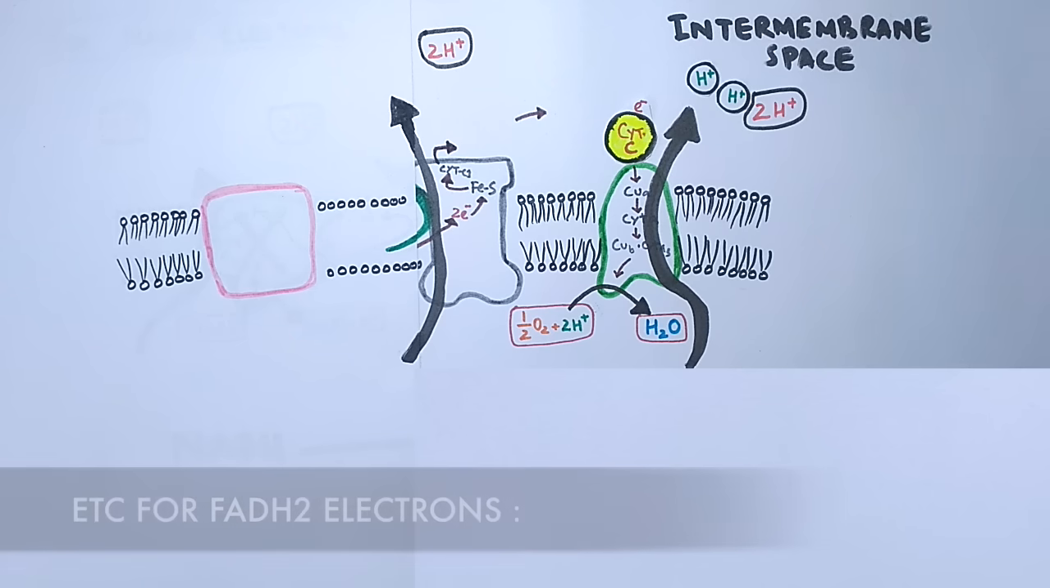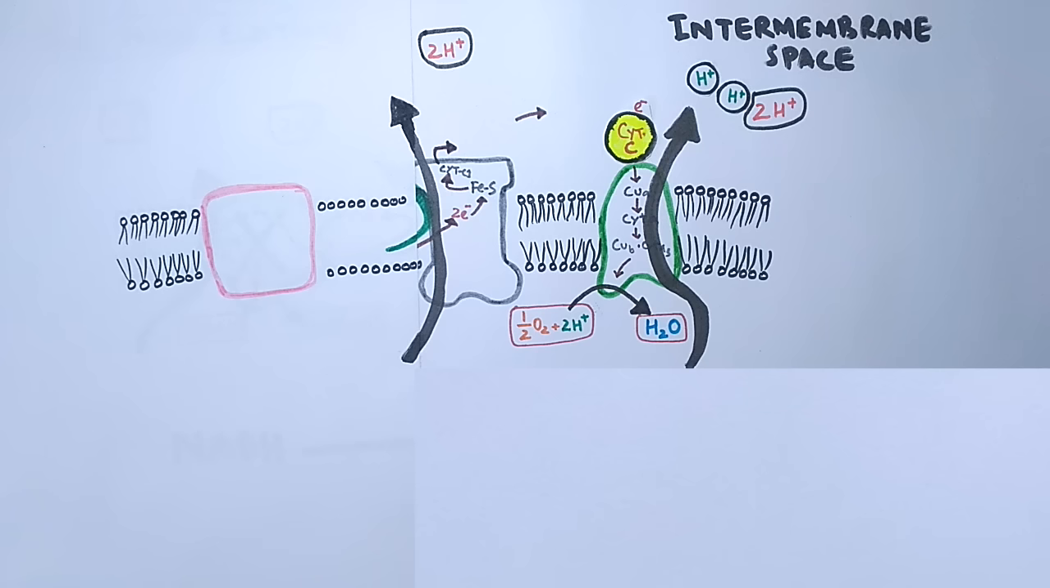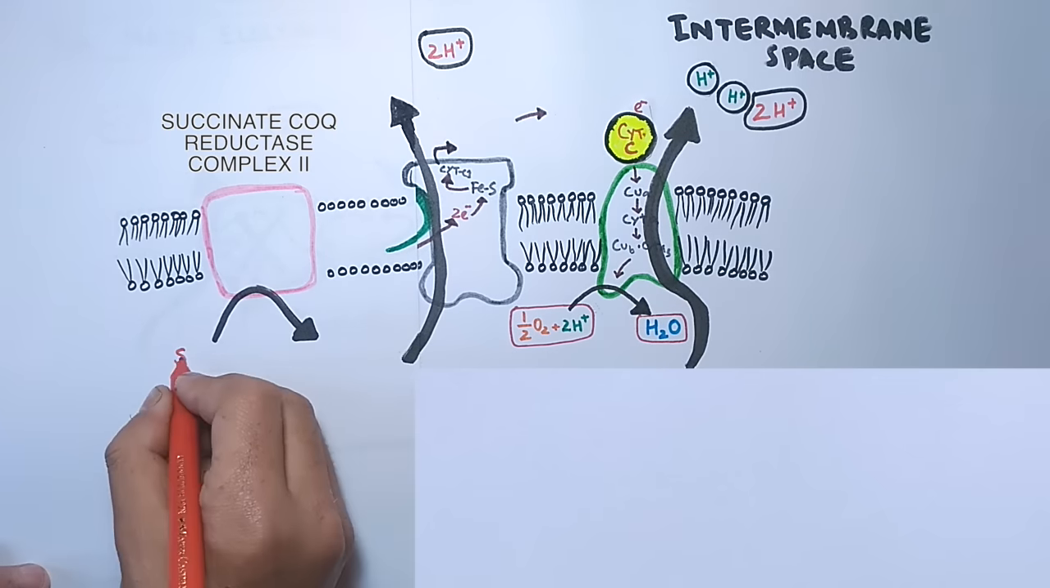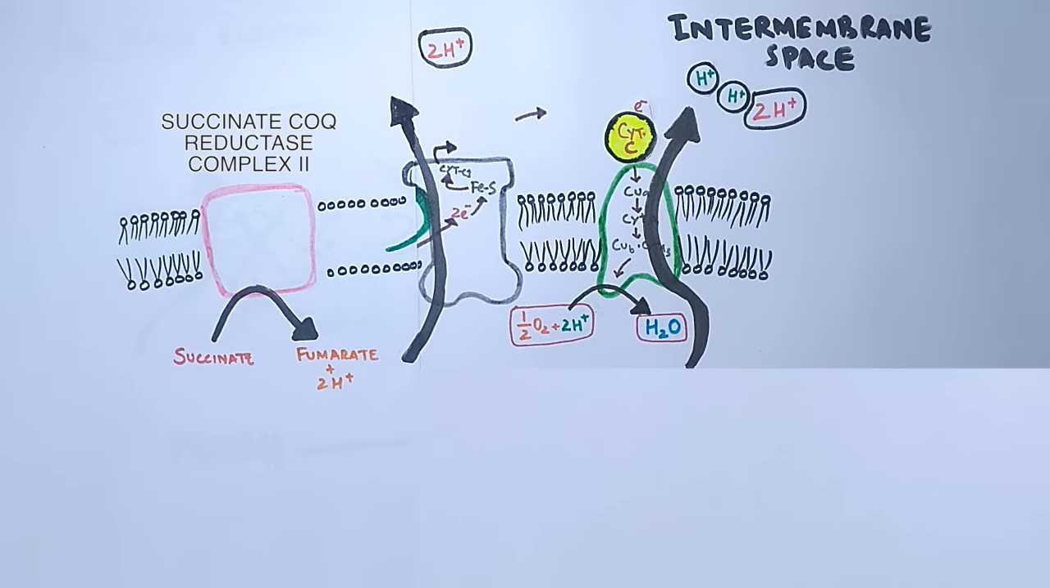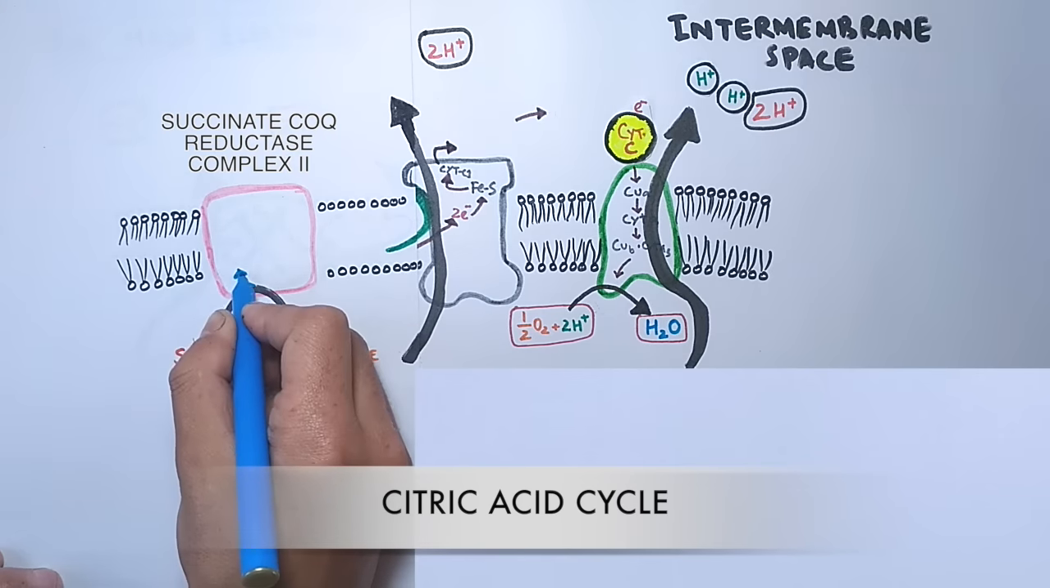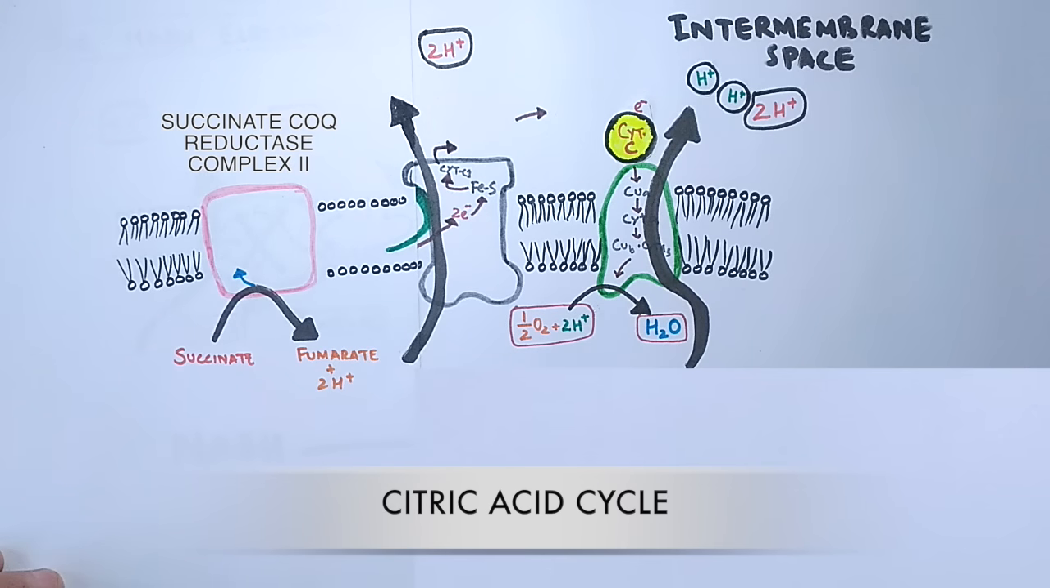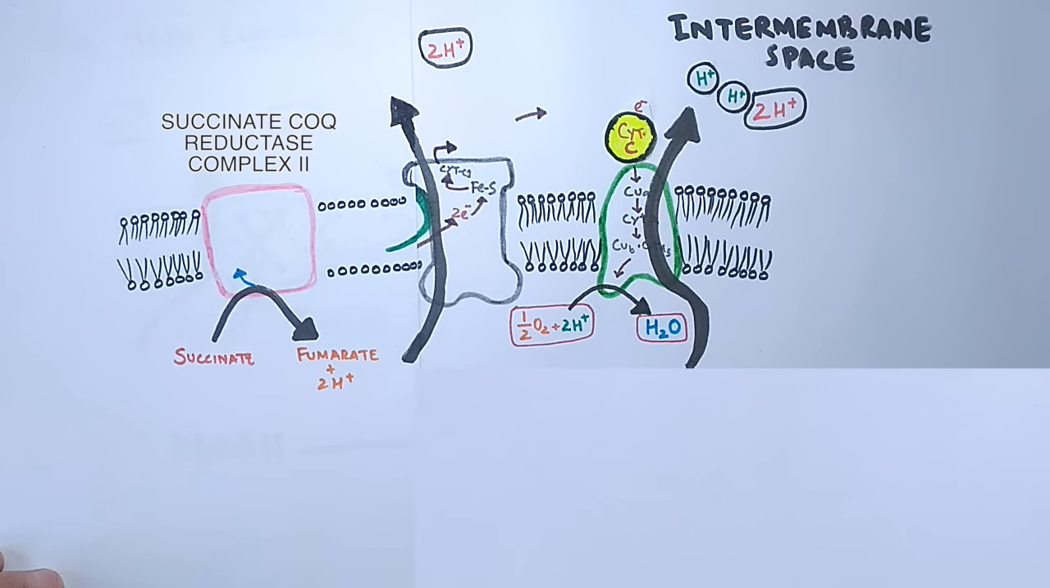In this process of electron transport chain, the complex 1 is skipped. And here we have complex 2, succinate CoQ reductase, in action. First of all, we see succinate dehydrogenase enzyme oxidizes a molecule of succinate to fumarate. And remember, this step is from citric acid cycle. So why have we shown it here? It's because the succinate dehydrogenase enzyme is an integral component of succinate CoQ reductase complex. That's why I have shown it here.